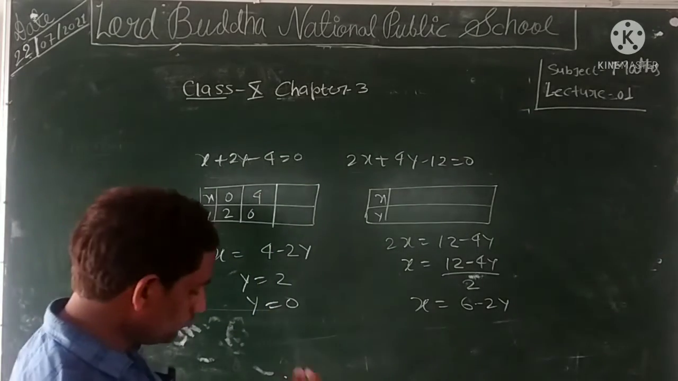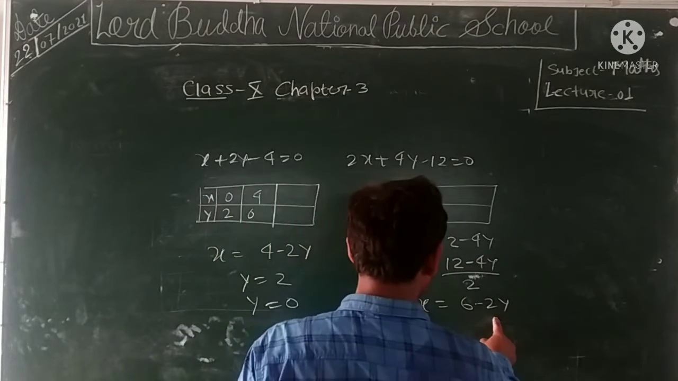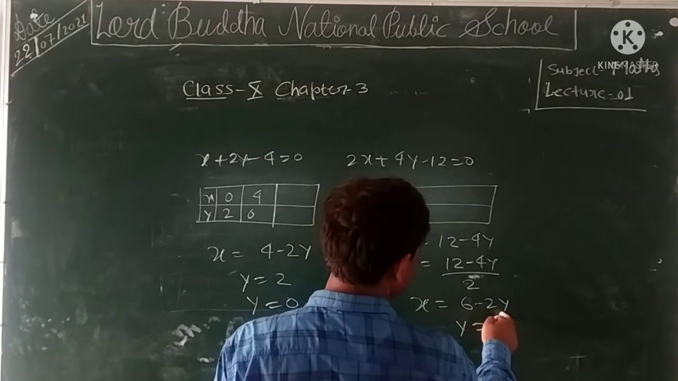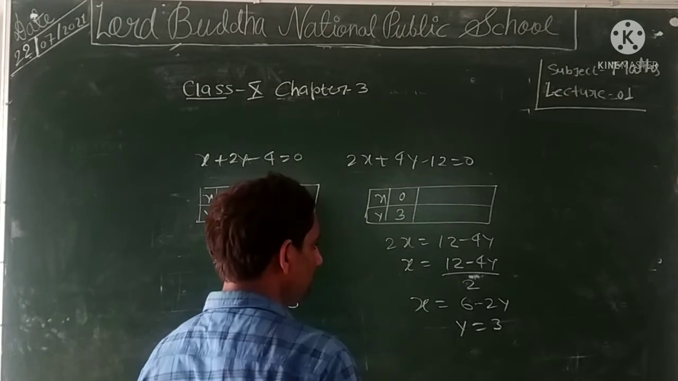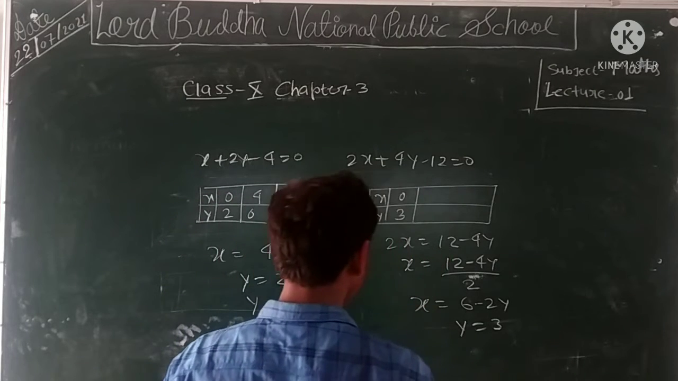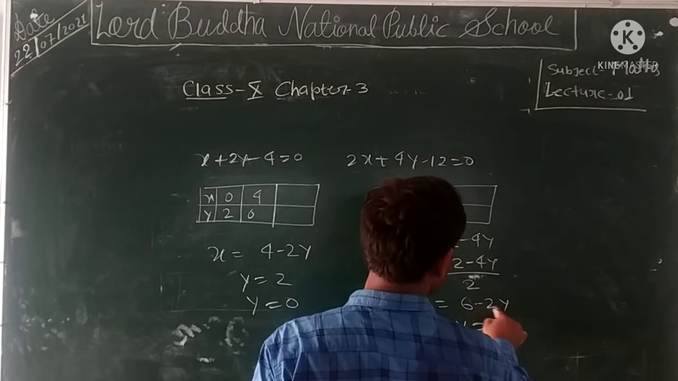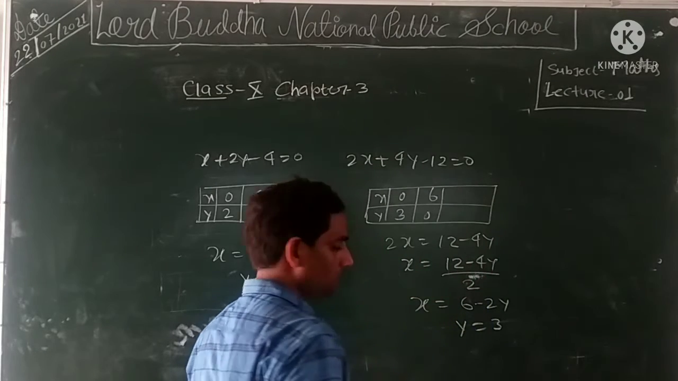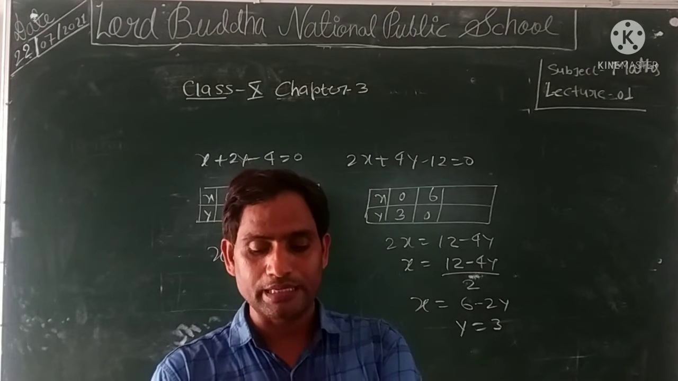Okay. Now we solve this one. We take y equal to 3. So 6 minus 2 times 3 is 6, 6 minus 6 is 0, which means x will be 0 when y is 3. We take another value: y equal to 0. When we put y equal to 0, 6 minus 2 times 0 is 0, so x equal to 6. Clear? Now we represent it on the graph.